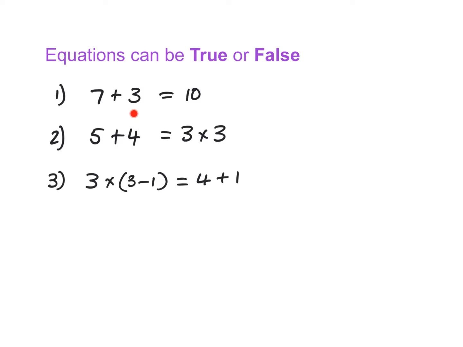Alright, well, question 1, 7 plus 3 equals 10. Is that true or false? That is definitely true. 5 and 4 is 9, and 3 times 3 is 9, so is 9 equal to 9? Yes, it is, therefore that is true. And lastly, 3 take away 1 is 2, so 3 times 2 actually equals 6, and 4 plus 1 is equal to 5, so does 6 equal 5? No, it doesn't, therefore that statement has to be false.